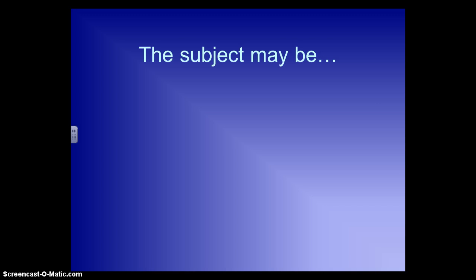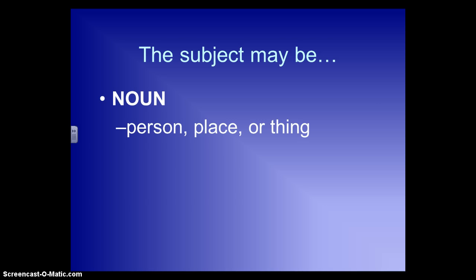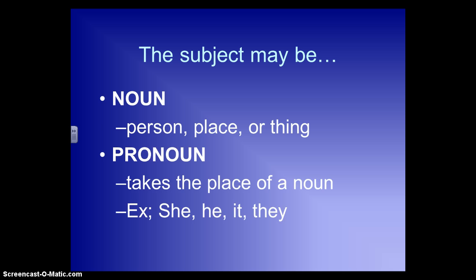Subjects in a sentence can be a noun. Well, they have to be a noun. A person, a place, or a thing. Or sometimes we'll see a pronoun. The pronoun takes the place of a noun. We have so many different kinds of pronouns in English and French. They take the place of a noun. For example, she. So if I don't want to say Caroline, Caroline, Caroline is here, Caroline is there, Caroline has blonde hair, to vary my speech, I can say she instead.